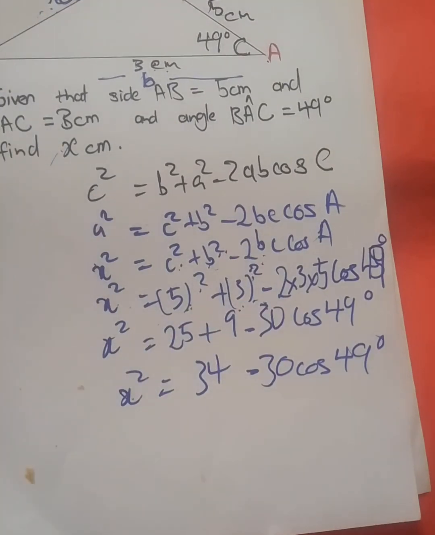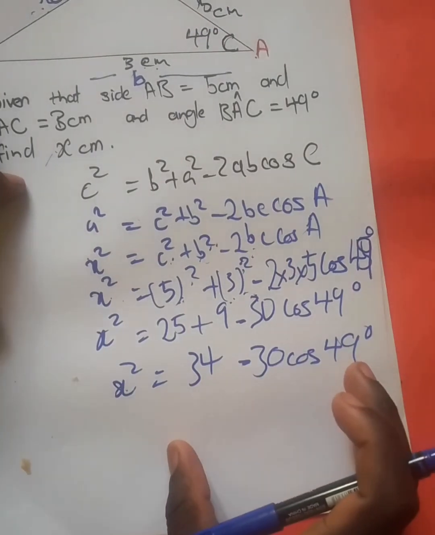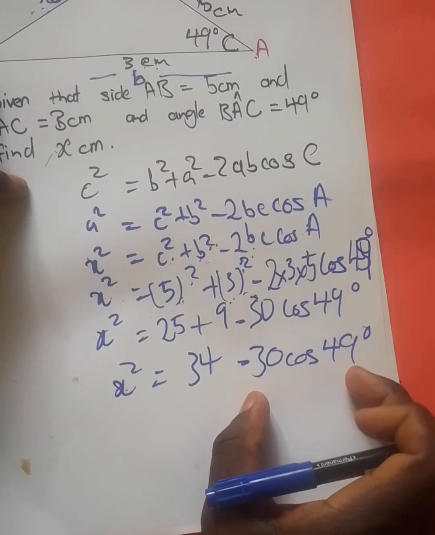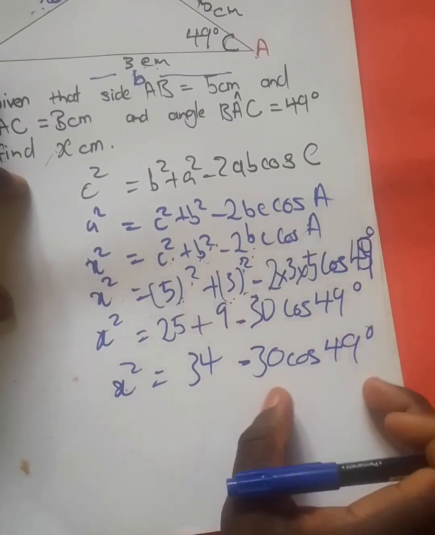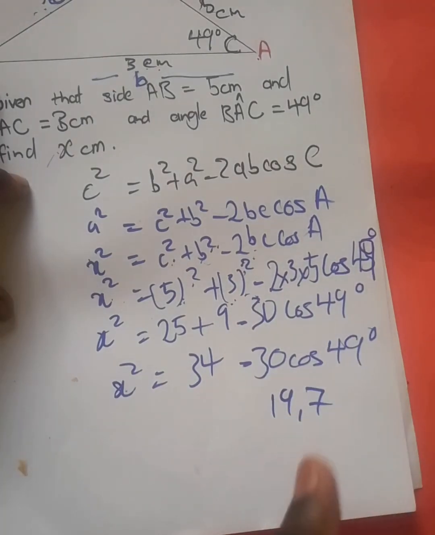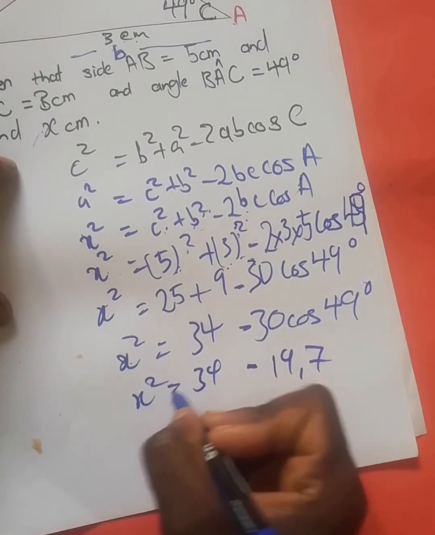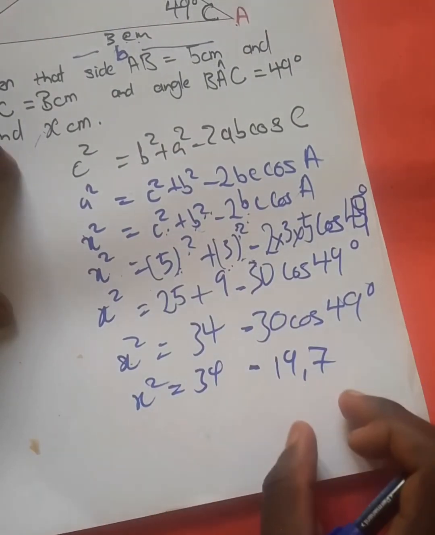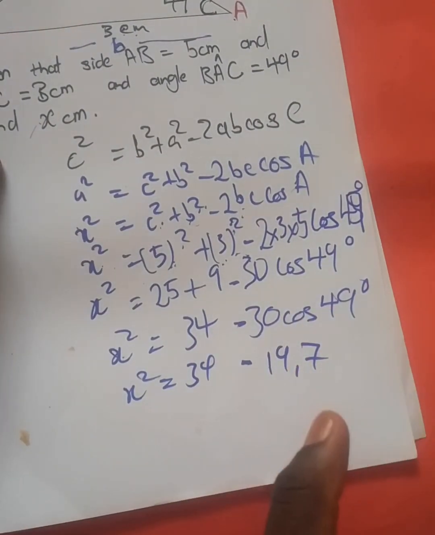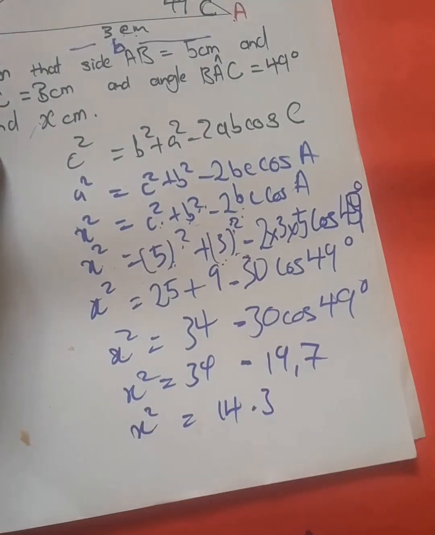So we are at this final stage now. Okay, this final stage can be a bit tricky, right? So my students are going to make a second mistake. So I want you to punch this into your calculator separately and make sure that your calculator is in degrees, right? So therefore, if you punch 30 cos 49, you get 19.7, correcting to one decimal place. So therefore, x squared is equal to 34 minus 19.7, right? So 34 minus 19.7, we get 14.3, right? So therefore, x squared is equal to 14.3, right?